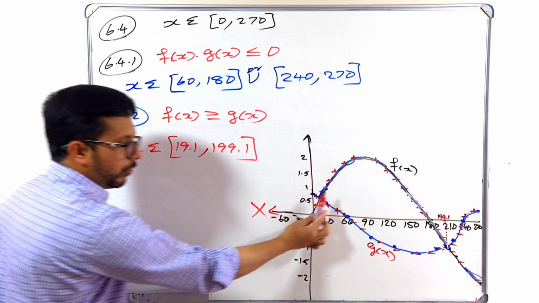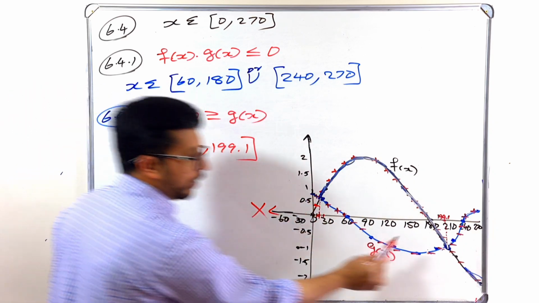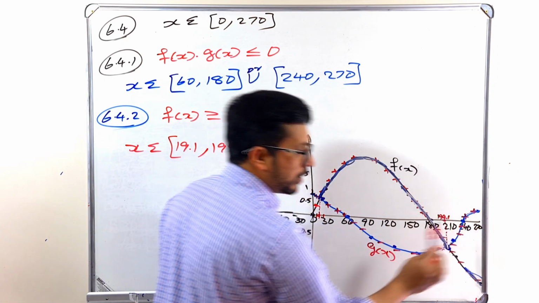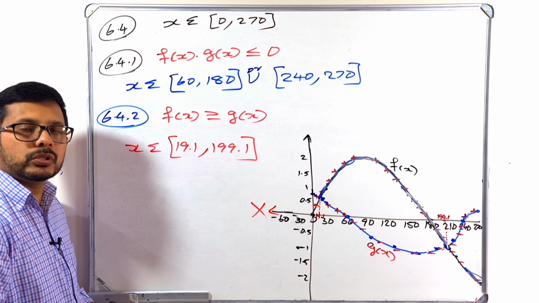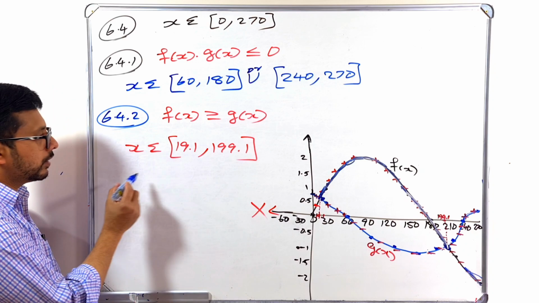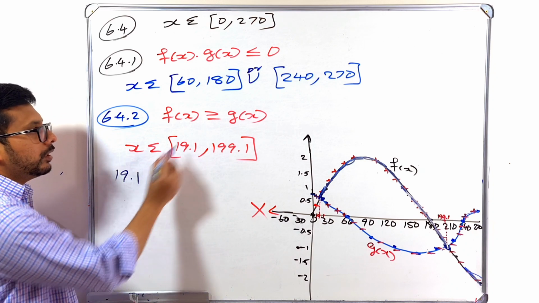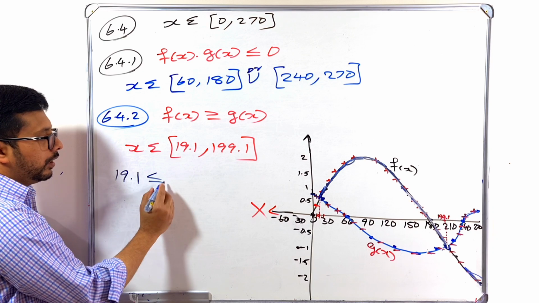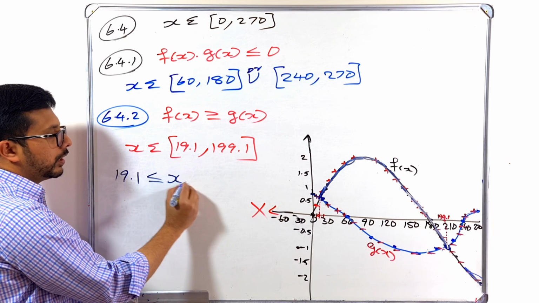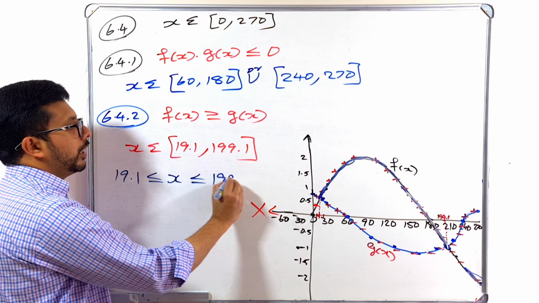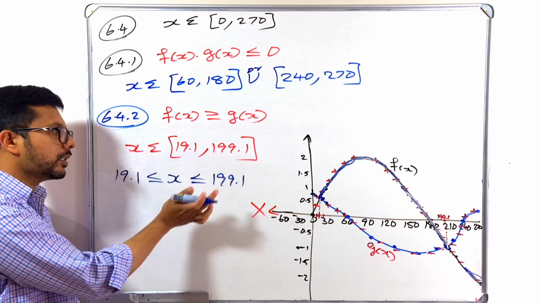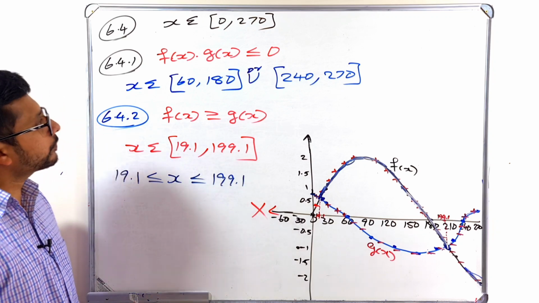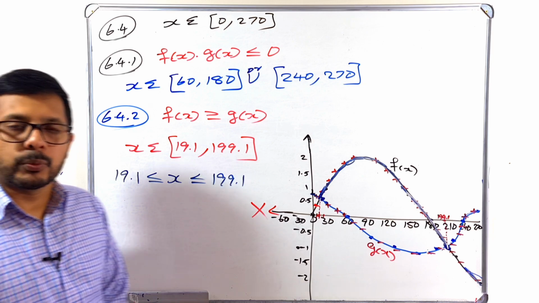Okay, before that g of x is on top. After this one, g of x is on top. We don't want that one. Okay, this same answer, maybe some schools you studied like this, it's the same thing, 19.1 less than or equal to x less than or equal to 199.1. These two are the same thing. Either you can write it like this or write it like this. Okay, so that is 6.4.2.